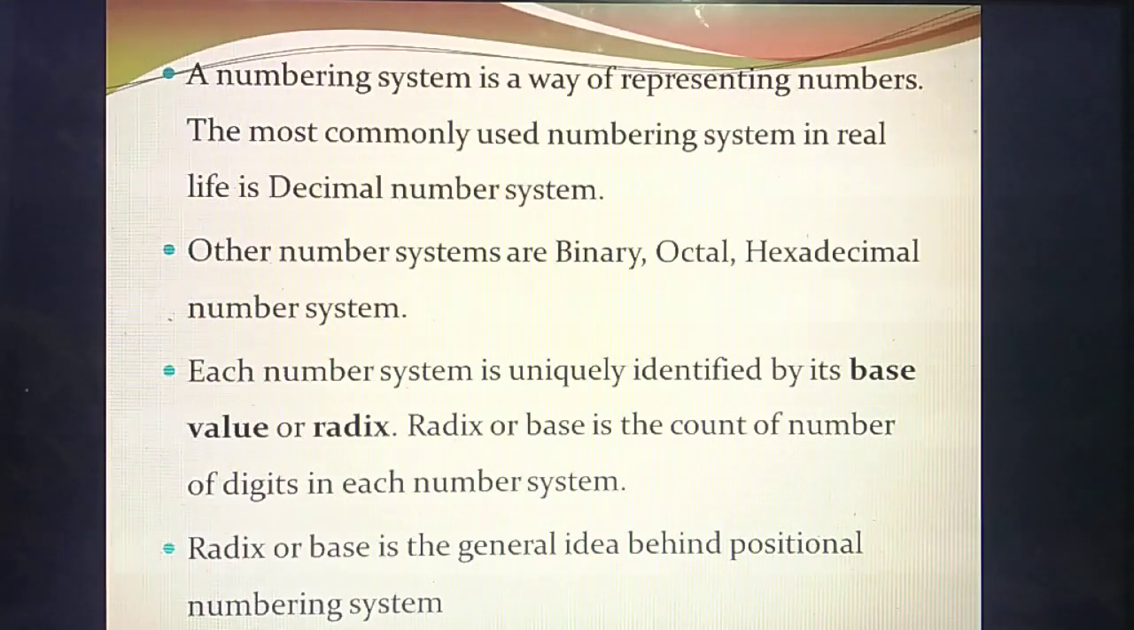For example, decimal means the count of numbers is up to 10, that means 0 to 9. Octal means 0 to 7, up to 8. This radix or base gives a positional numbering system, which we will study later in problems. Position means each value has a separate position. In maths you have studied place value: ones, tens, hundreds, thousands, ten thousands. That's what we call place value. Likewise, here also each number will have a positional value.